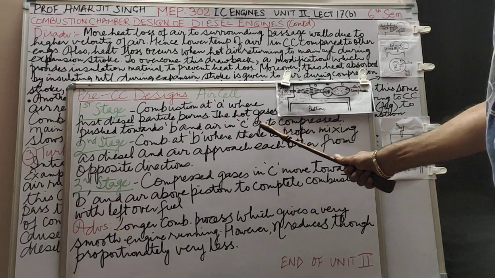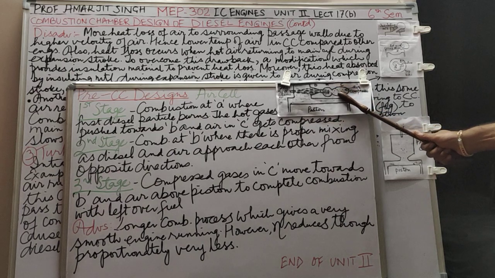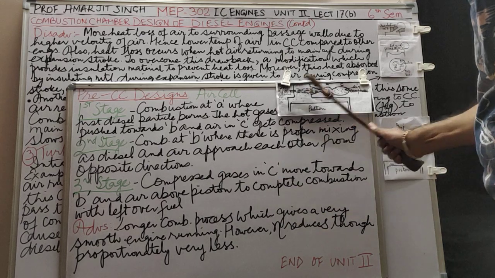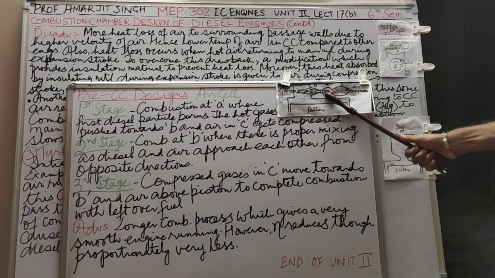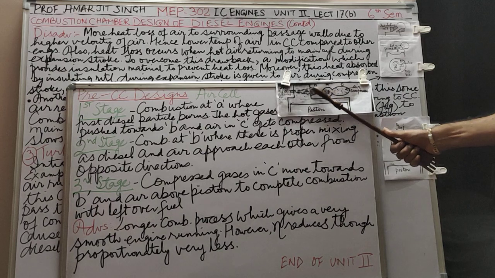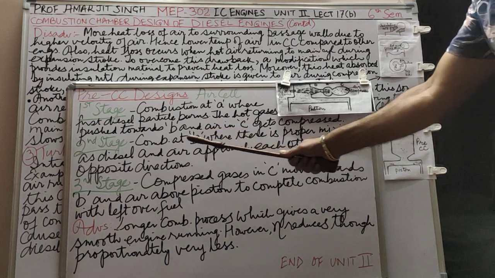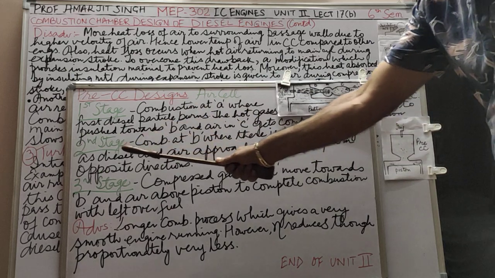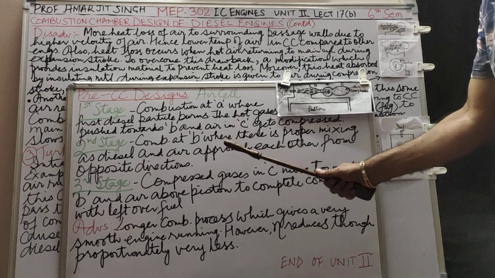Fine. The air in C gets compressed. This is the first stage. In the first stage, diesel is injected up to A and initial combustion starts at A, creating pressure on this side. The second stage is combustion at B, where there is proper mixing as diesel and air approach each other from opposite directions.